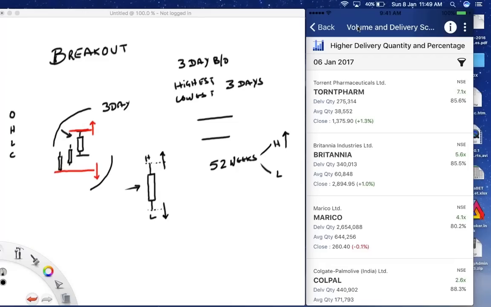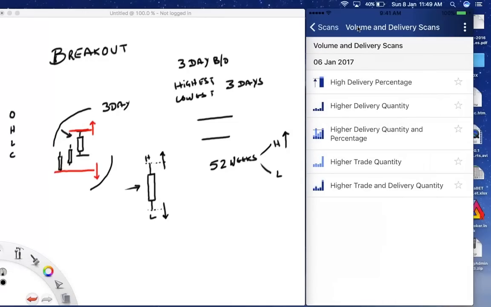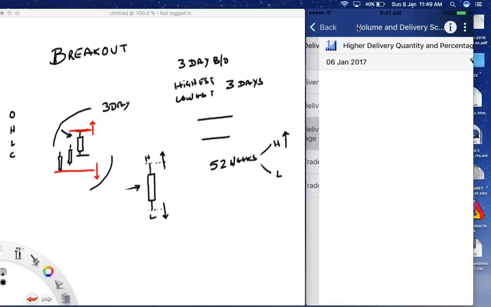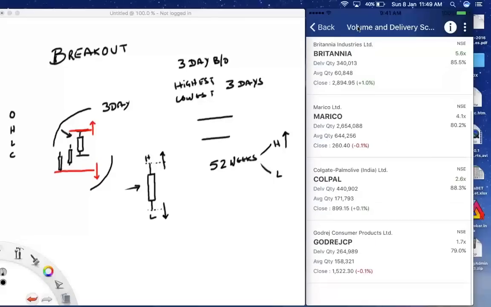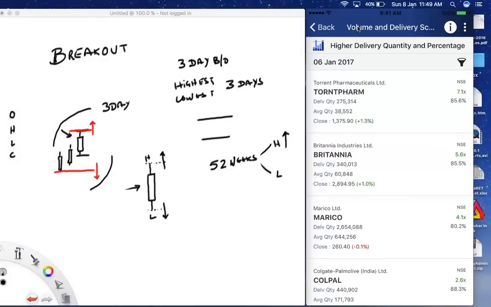So higher delivery quantity and percentage. Let's go back and let's look into the technical scans. Now when I open up the technical scans, I have the simple moving averages, the CCI and the relative strength index. Now we are in a section.